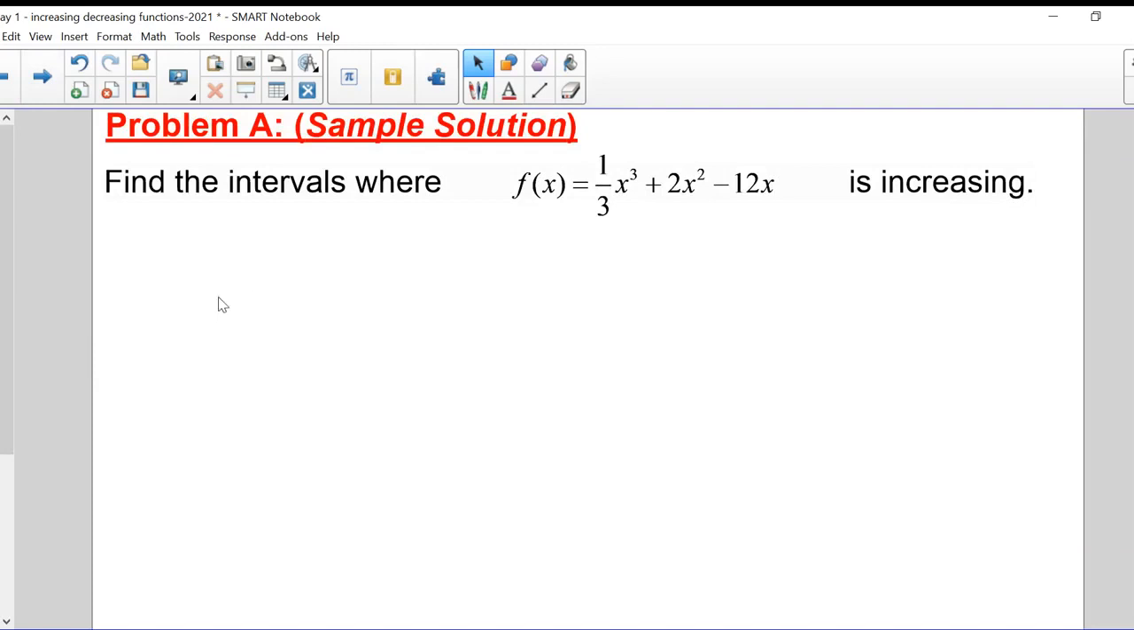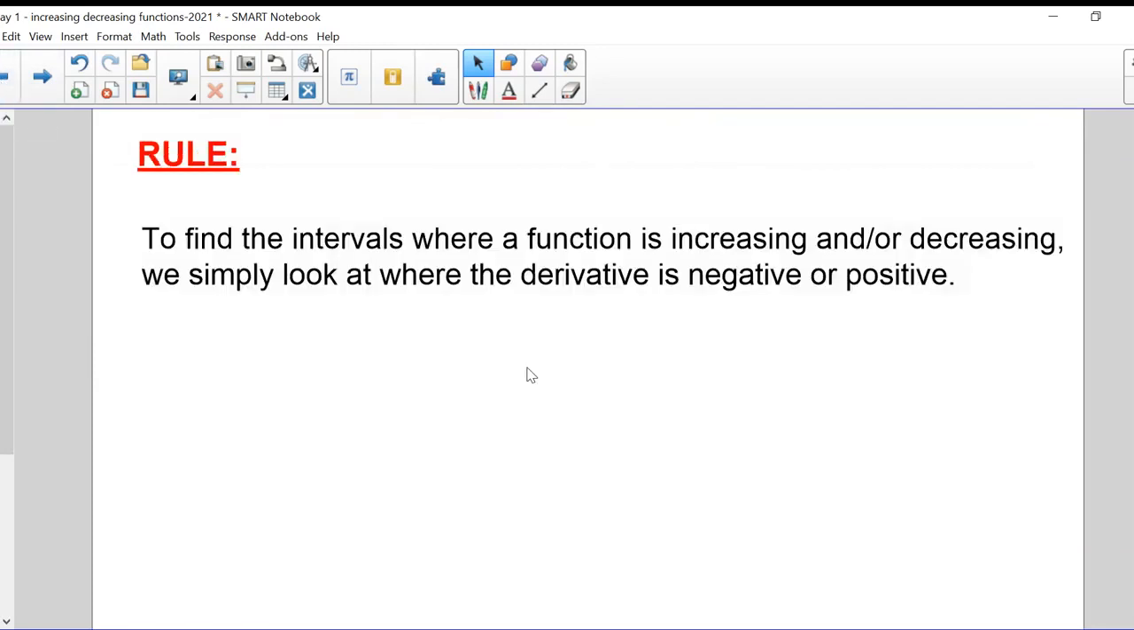Let me make sure we are clear on that. We're looking at not whether the derivative is going up or down, but whether the derivative is positive or negative. That is it. A positive derivative means the function for that section is going up, period. A negative derivative means the function for that section is going down, period.